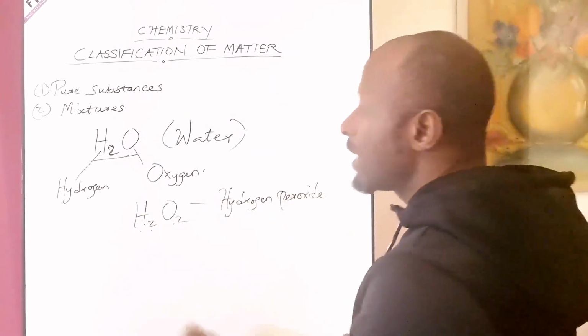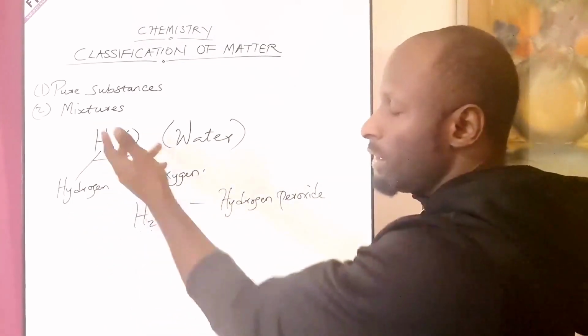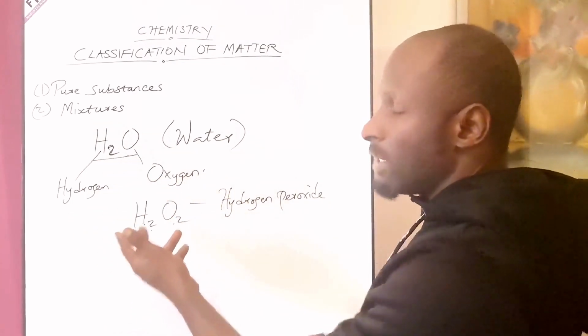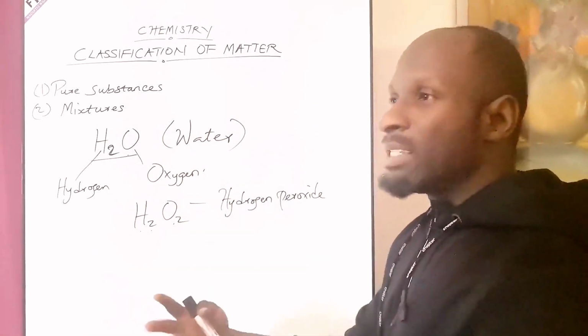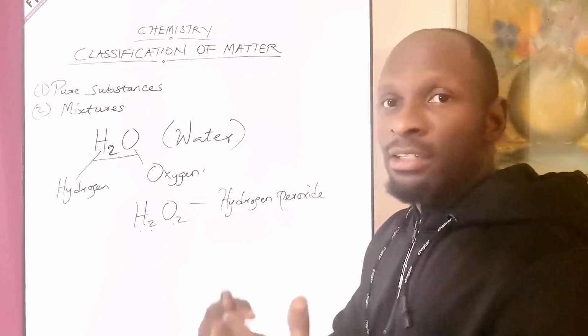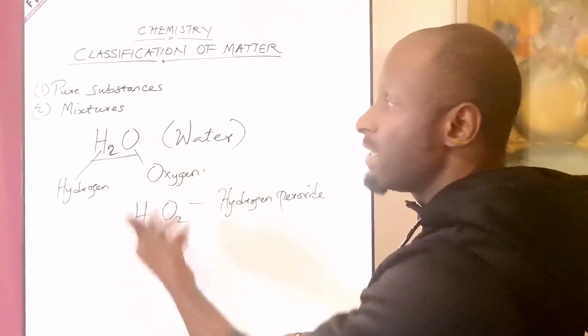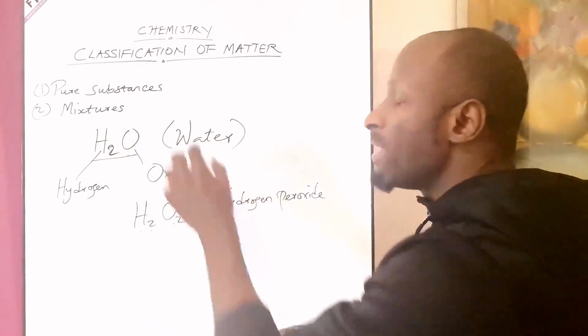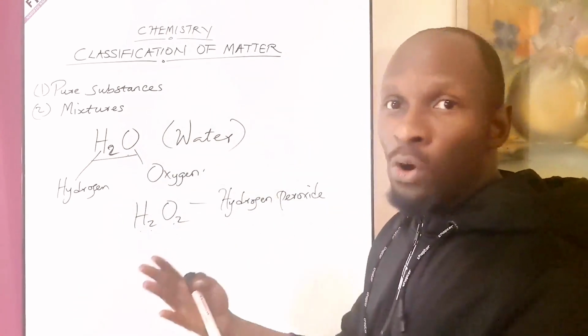Once you alter the ratio by mass of the elements that make up a compound, even if it's the same elements, automatically its identity changes. If you change the composition, that is the amount of the elements involved, then you have a different compound altogether.